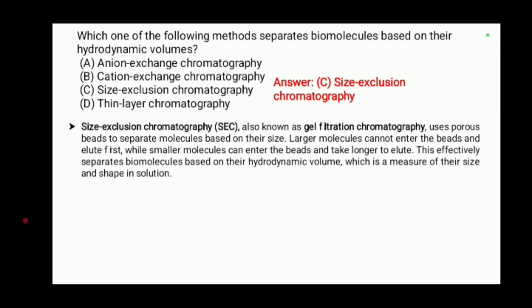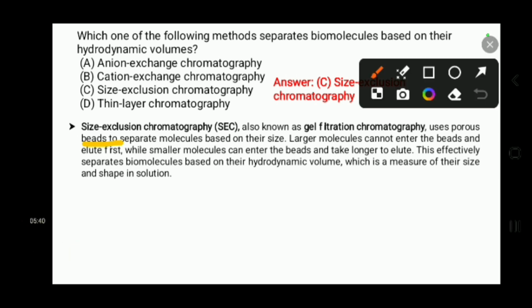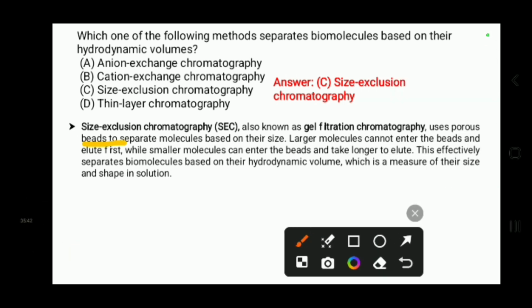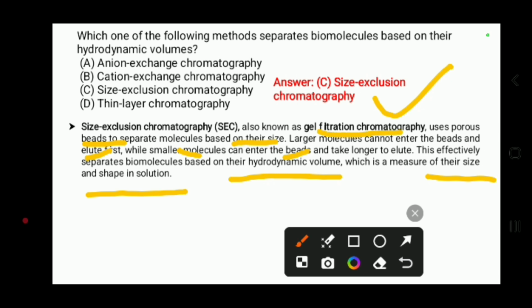Size exclusion chromatography, also known as gel filtration chromatography, uses porous beads to separate molecules based on their size. Larger molecules cannot enter the beads and elute first, while smaller molecules can enter the beads and take longer to elute. This effectively separates biomolecules based on their hydrodynamic volume, which is a measure of their size and shape in solution. So, the answer is size exclusion chromatography, which is also known as gel filtration chromatography.